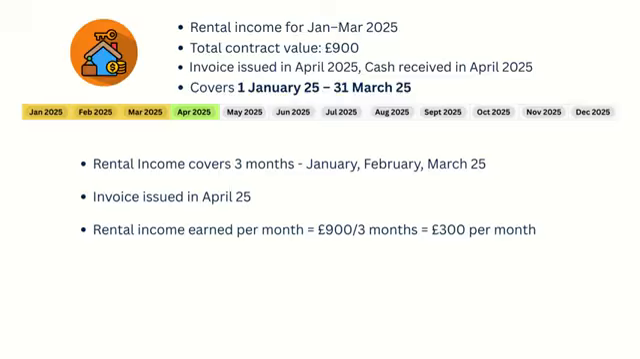Now let's look at a slightly more advanced example. We have rental income covering January, February and March. The total value is £900. The invoice and cash both happen in April, so we must spread the income across the 3 months. The income is earned evenly. £900 divided by 3 months gives £300 per month.